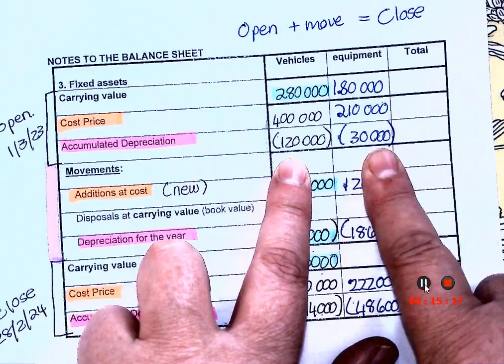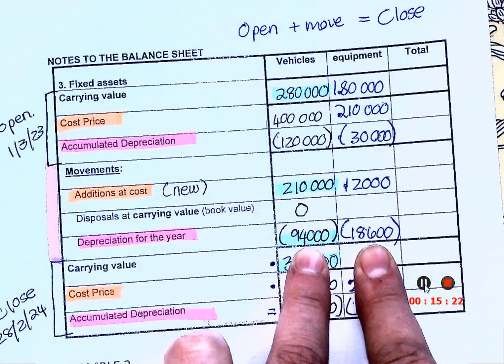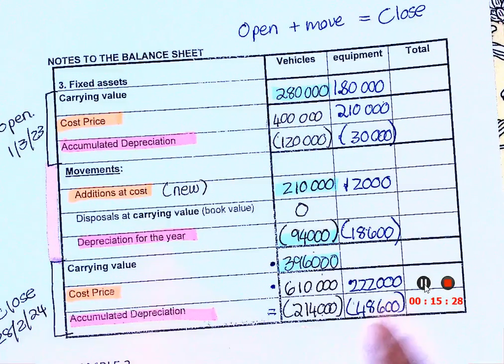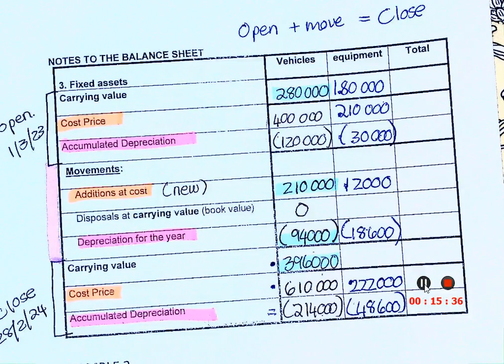So I take the opening plus the depreciation to give me the closing. Does that make sense? So every time you take the opening, but you keep sort by sort. So the cost price, you do the opening, the purchase, the closing. The accumulated, you take the accumulated plus the depreciation gives me the accumulated at the end. Does that make sense? Okay.